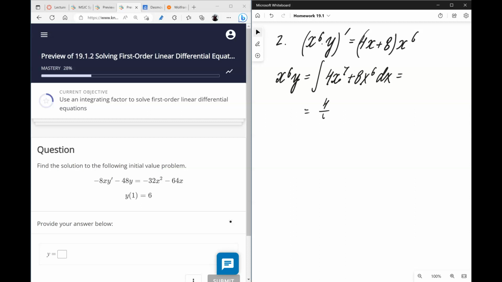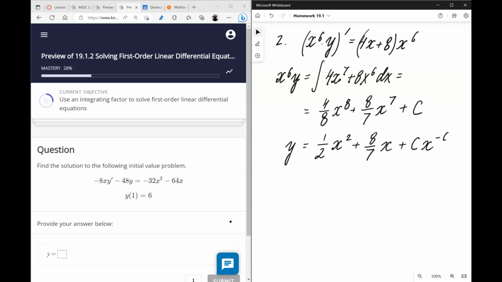So we have 4 over 8 x to the 8 plus 8 over 7 x to the power 7 plus c. Now we divide everything by x to the power 6, so we have 1/2 x squared plus 8/7 x plus c x to the power negative 6. And now we're going to solve the initial value problem by plugging in 1. And c will be equal to 6 minus 7 minus 1/2.